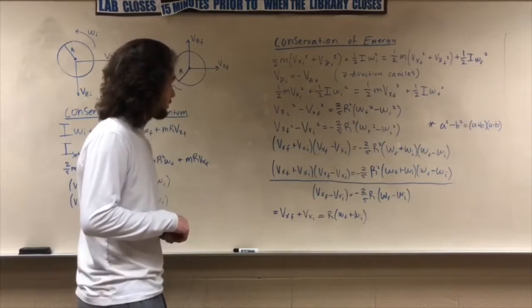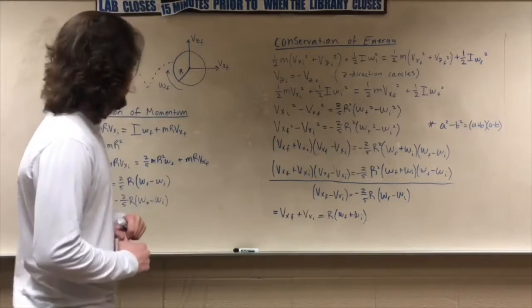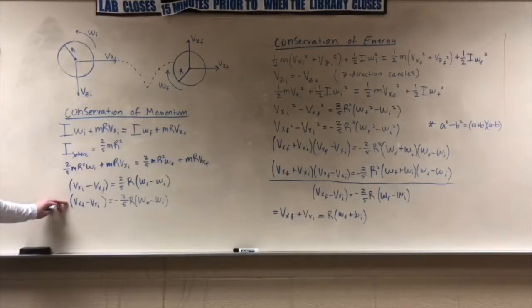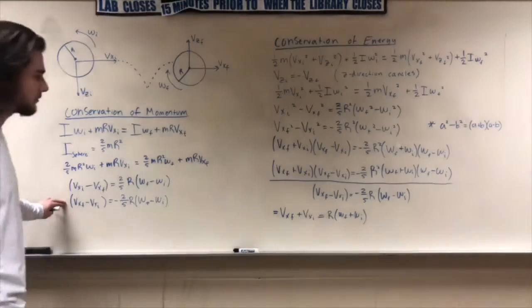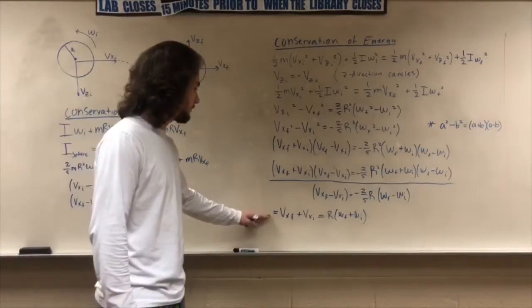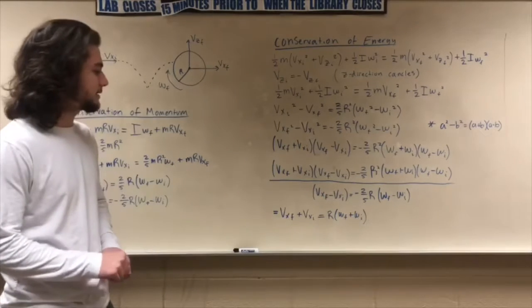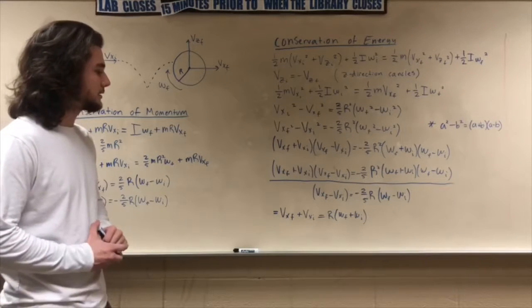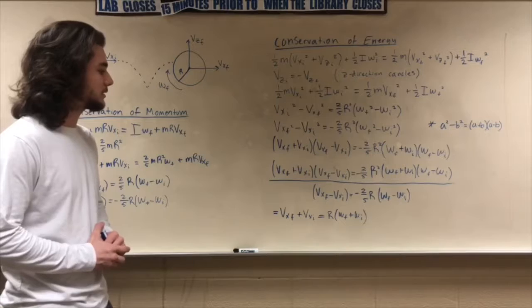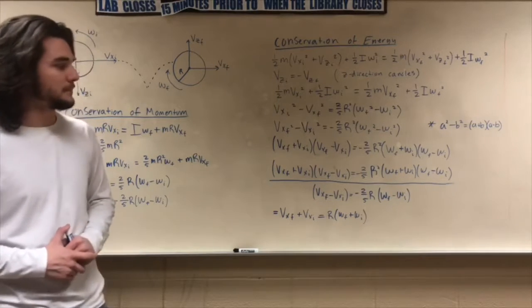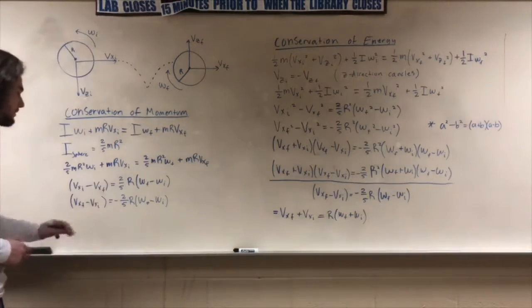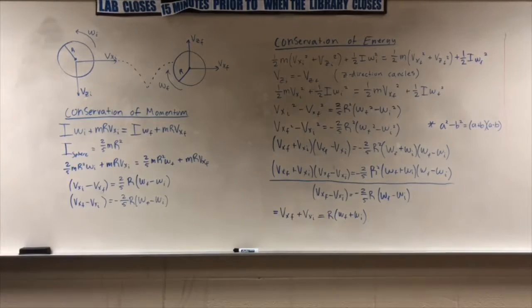And if we take that equation of conservation of energy and divide it by our equation of conservation of momentum, we are given the equation Vx final plus Vx initial equals R times omega final plus omega initial. And these are our two equations that will help us solve for omega final and Vx final.